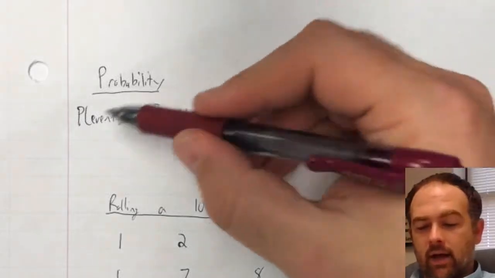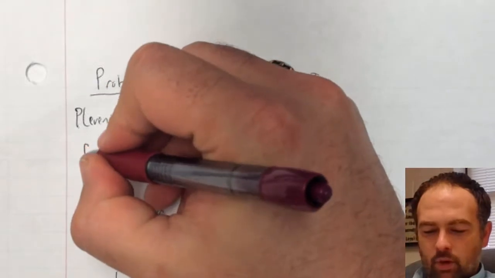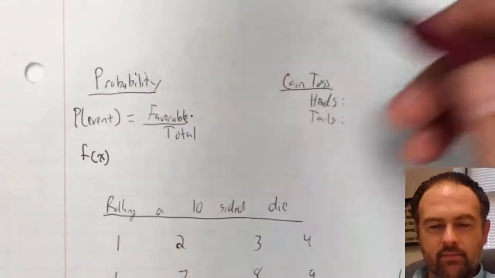So probability of an event, the way you write it is P of something. Now, back in Algebra 1, you did this thing, F of X.